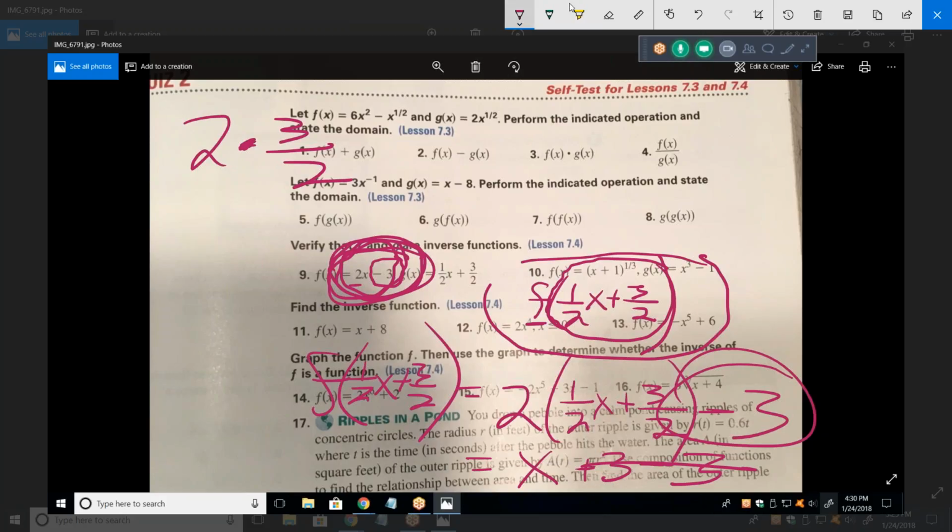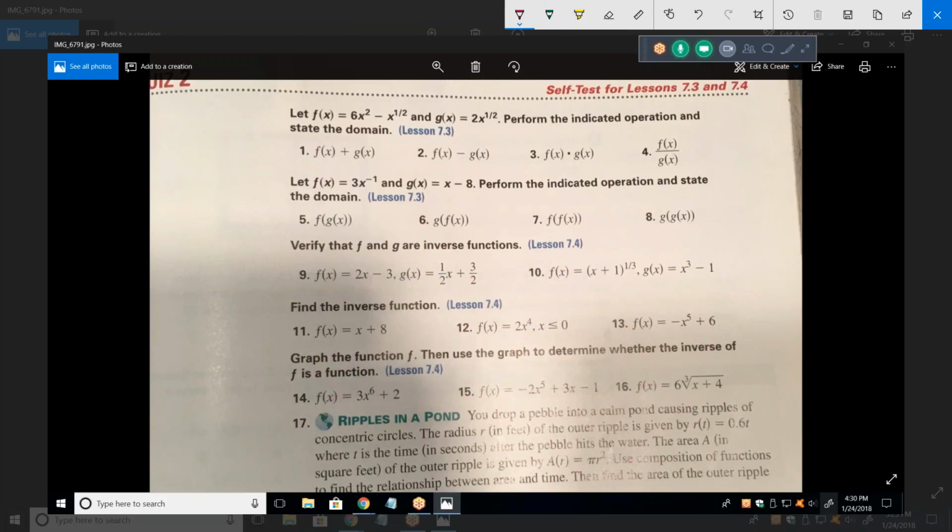Yeah, we might have time for one more here. Number 10. Again, to verify that these are inverses, I'm trying to prove that f of x is the inverse of g of x. What has to be true if that is a true statement?